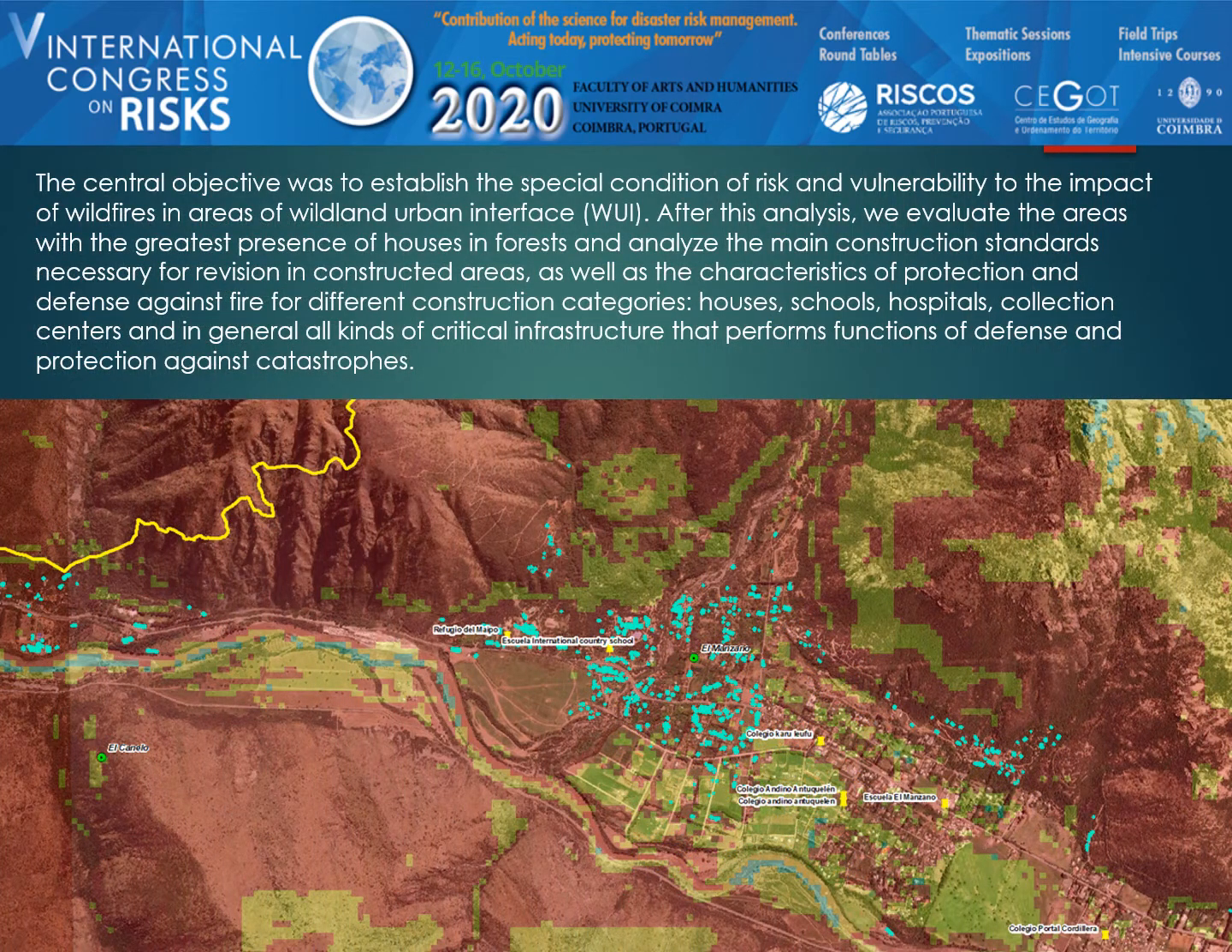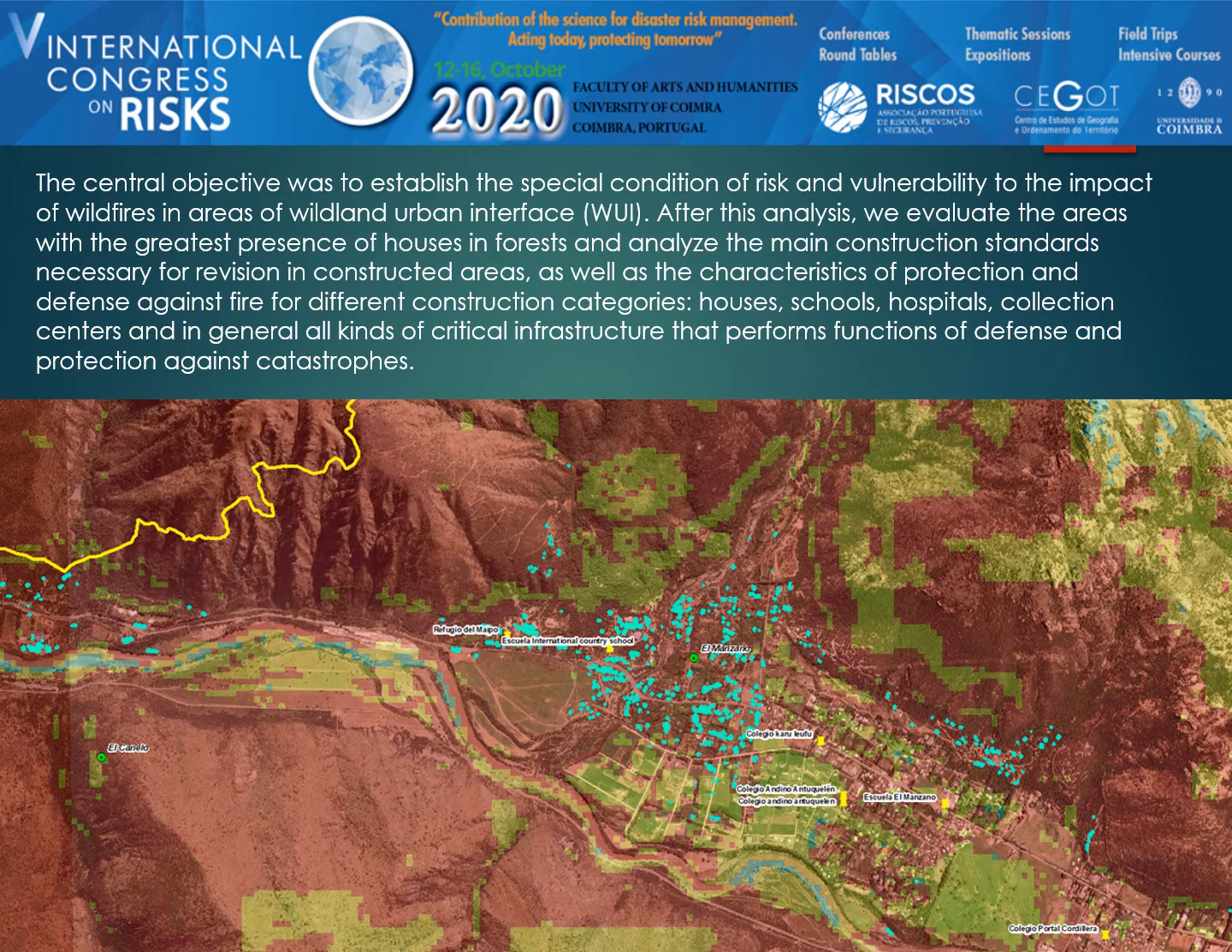Then, the central objective was to establish the special condition of risk and vulnerability to the impact of wildfires in areas of wildland-urban interface. After this analysis, we evaluate the areas with the greater presence of housing forests and analyze the main construction standard necessary for revision in constructed areas, as well as the characteristic of protection and defense against fire for different construction categories, for example, houses, schools, hospitals, collection centers, and in general, all kinds of critical infrastructure that performs functions of defense and protection against catastrophes.